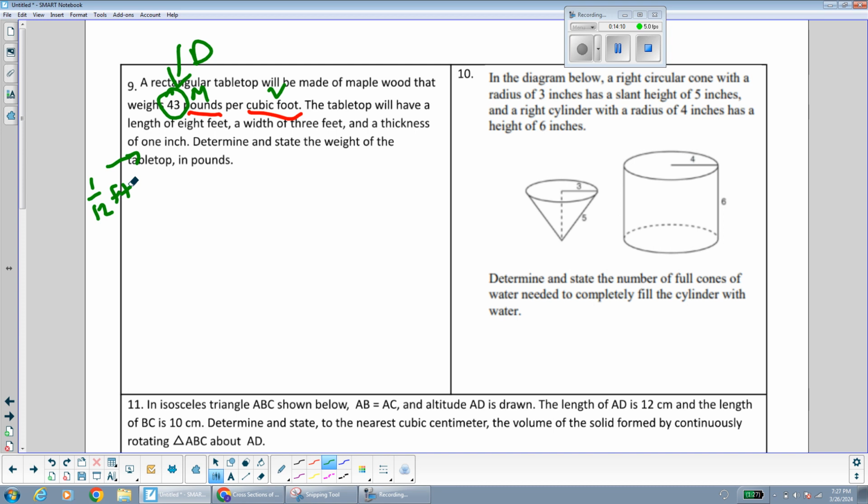So now I need the volume of the tabletop, which is going to be the length of 8 feet times the width of 3 feet times the thickness of 1/12 of a foot. And since everything is in feet, this volume is going to be in cubic feet. And on my calculator, 8 times 3 times 1/12 is 2.